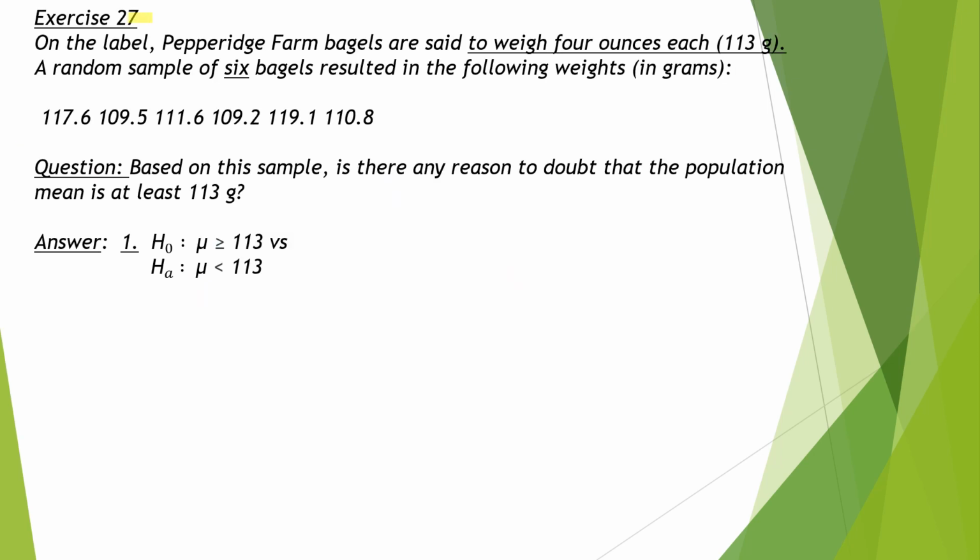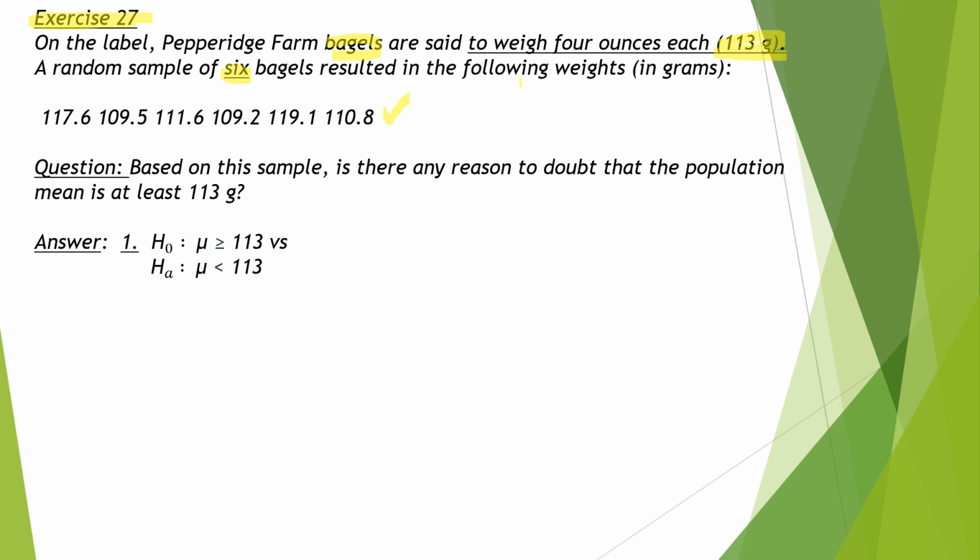Let's have a look at exercise 27. So we have bagels, and on the label it was written that they all weigh 113 grams. And we have a random sample of only 6 observations, and this is what we were given. Now you need to understand that we were not told that the bagels follow a normal distribution, so we cannot use case 1. 6 is also less than 30, so we cannot use the CLT, hence we cannot use case 2. So we have to use the last one, which has a t statistic.